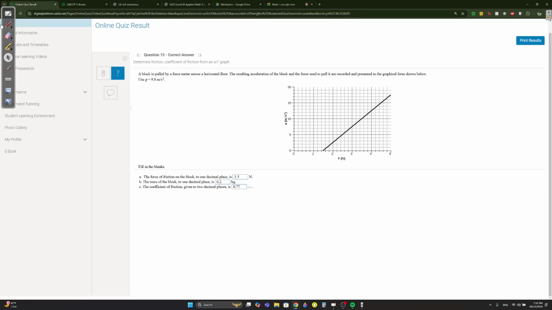The mass of the block. F is equal to ma. At any point, take any point. Let's say, I want an easy point.